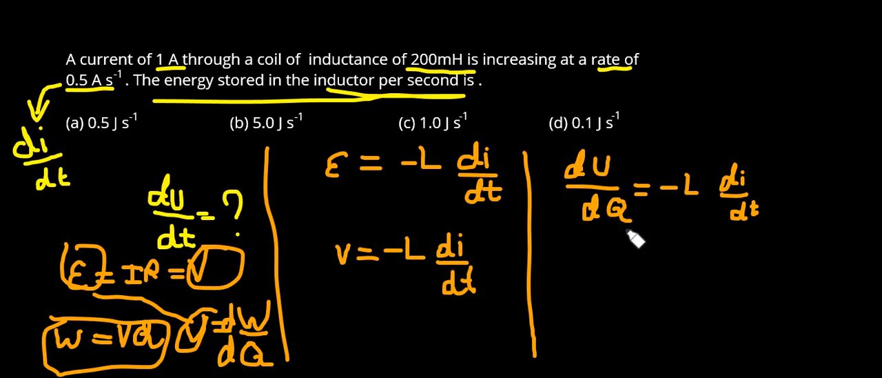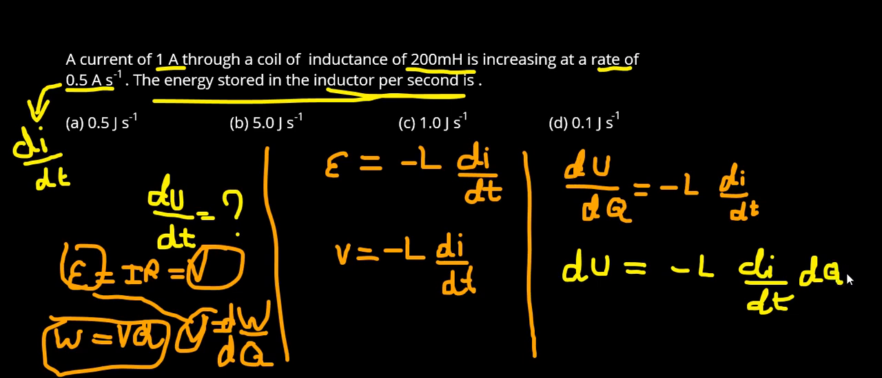Continuing, multiplying dq on both sides, du can be written as minus inductance times di by dt, into dq. Both the values are almost similar. Q represents the charge present in the inductor, so there is no other dq present here.